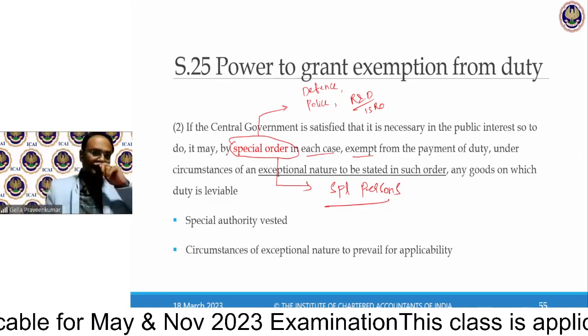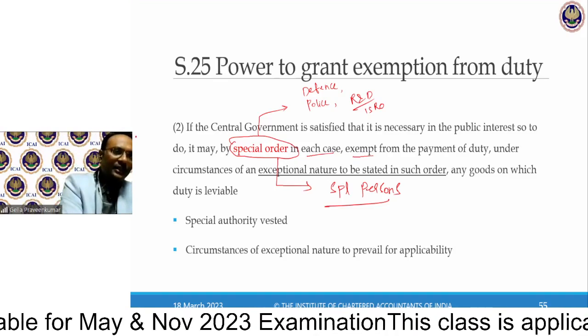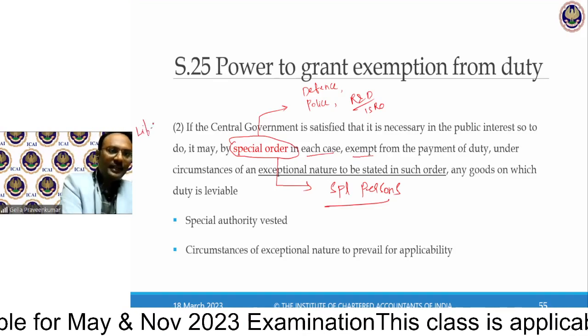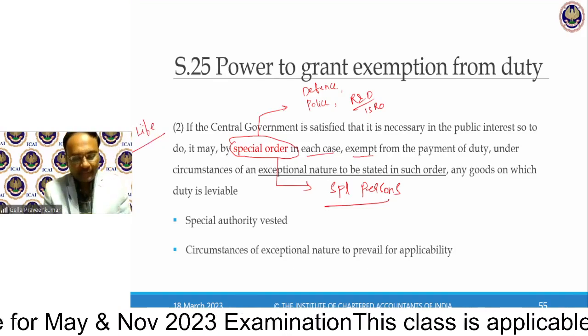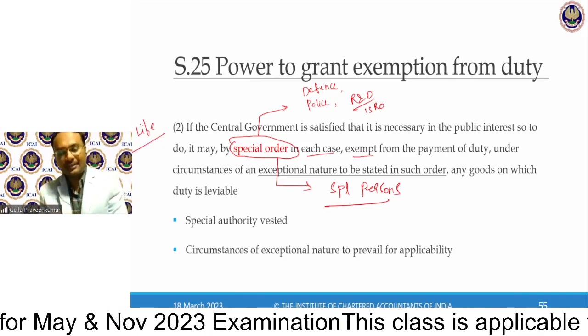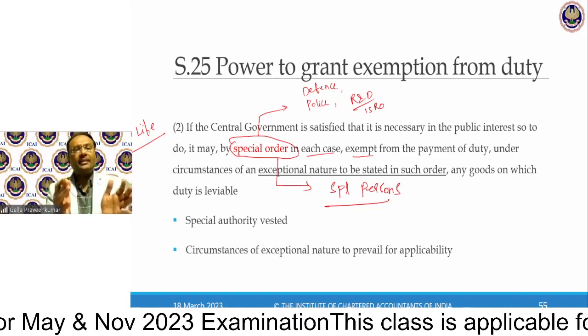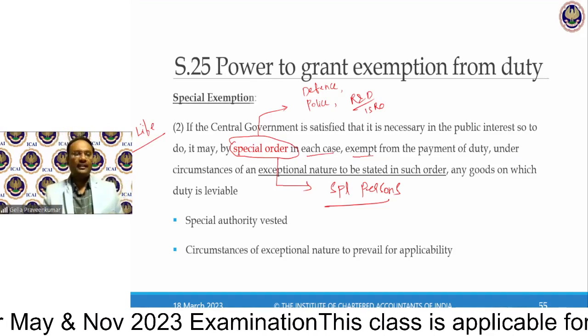And please keep in mind, these special orders have a life. It is not an absolute blanket exemption. They'll say from 15th of this month to, say, 25th of next month. Some date will be there within which these notifications have validity.